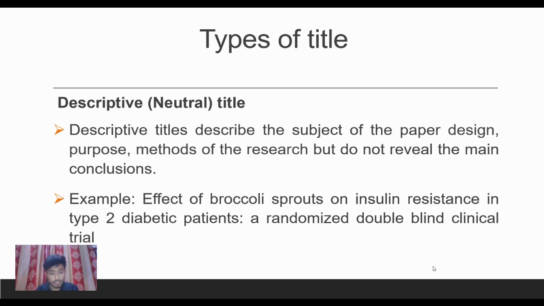Here, "Effect of broccoli sprouts on insulin resistance in type 2 diabetic patients: a randomized double-blind clinical trial" is an example of a descriptive title which only describes the research paper but does not reveal the conclusion of the study.